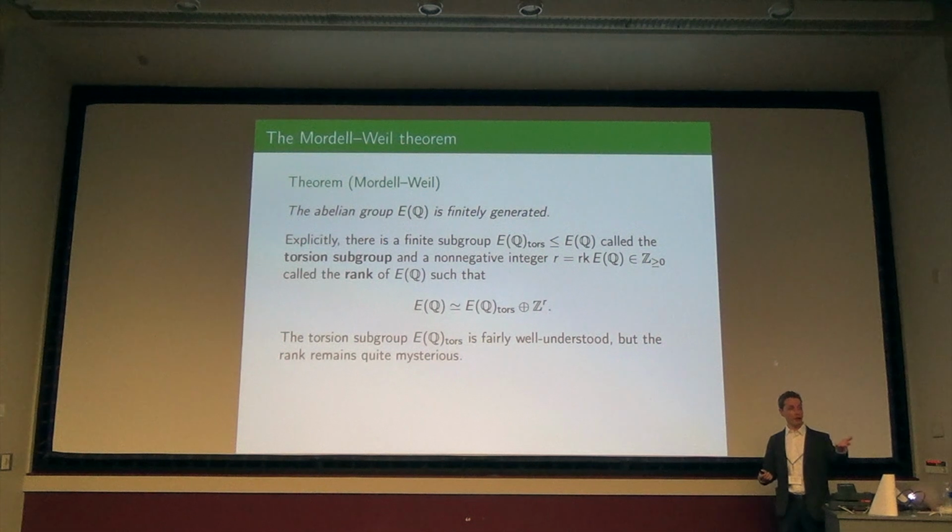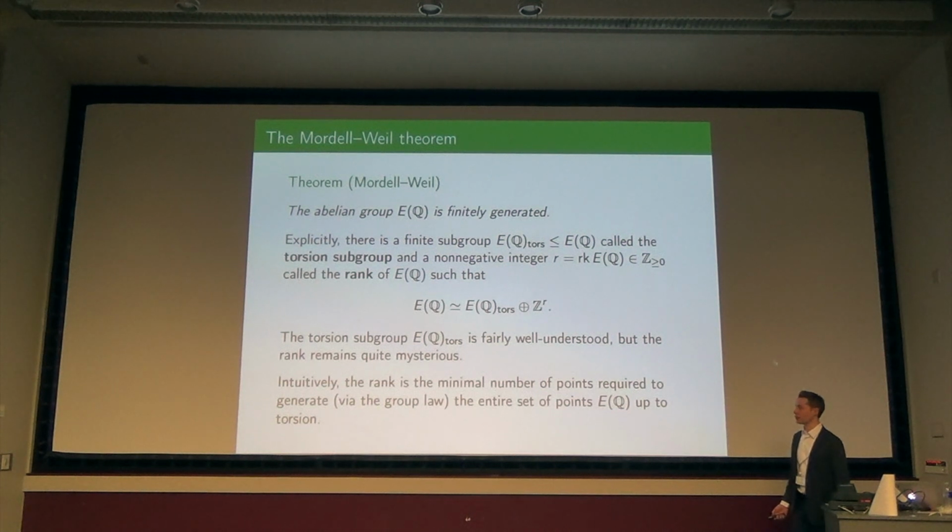So the question of whether or not there are finitely many or infinitely many solutions is what question about the rank? That's the question: is the rank 0 or not? And I'm claiming that it's mysterious. I'm going to have a heuristic. That's still where we're going. All right, so intuitively, the rank is the minimal number of points required to generate the entire set of points via the group law.